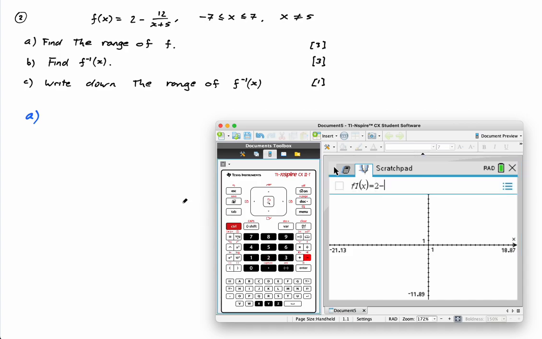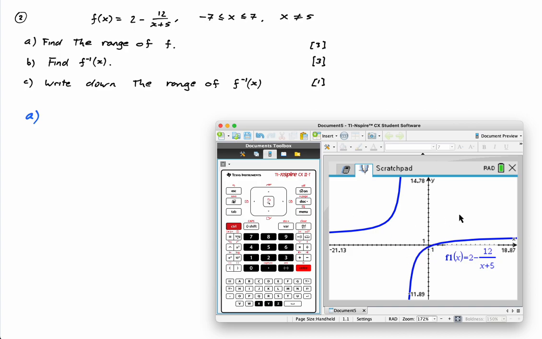It's 2 minus 12 over x plus 5. Okay, it looks something like this. Now the vertical asymptote, guys, is at -5. Hopefully you know that, because that's what would make the denominator 0. So this goes on to positive infinity this way and negative infinity this way. So the range is all the y values. So it's going to be positive infinity to somewhere here.